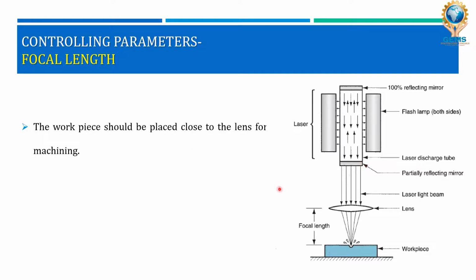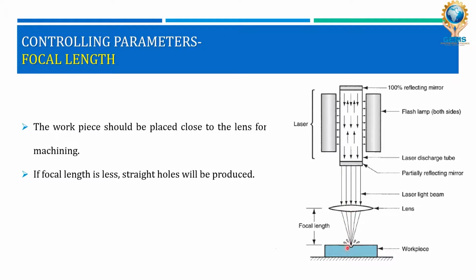The workpiece should be placed close to the lens for machining. So this is the workpiece and this is the lens. The distance between the lens and the workpiece is the focal length. The focal length should be minimum in order to have a good machining. If the focal length is very less, straight holes will be produced.